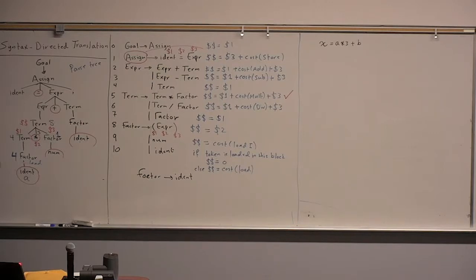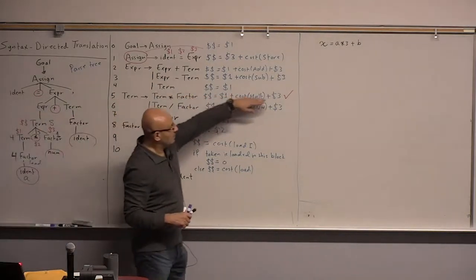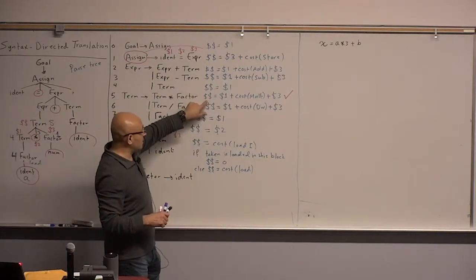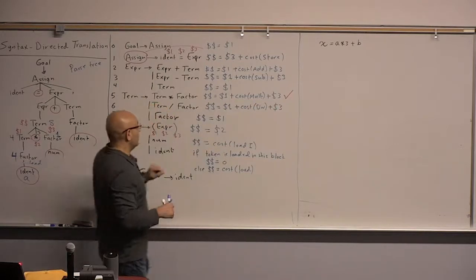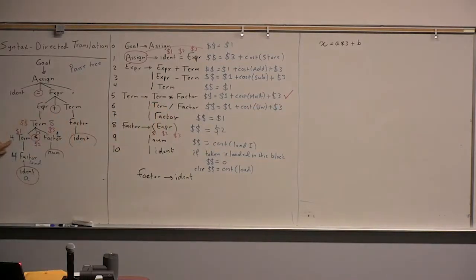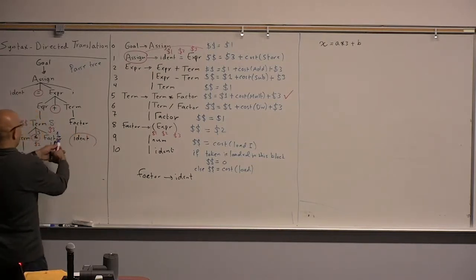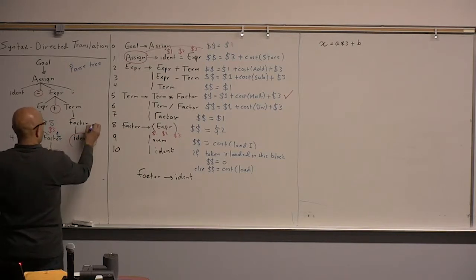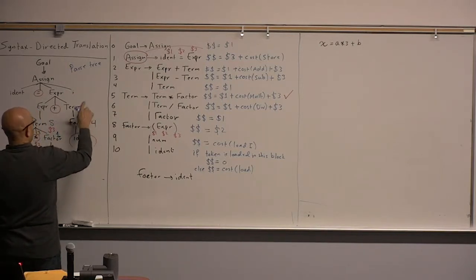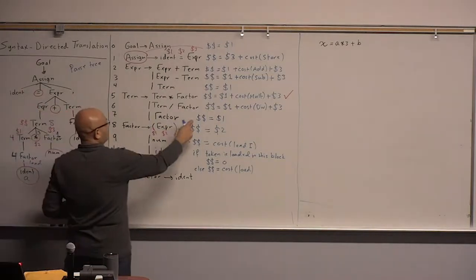OK, so this is an important step in this calculation. When this reduction takes place, we calculate the value of the node in terms of the values of the children. So the value of this child is 4. The value of this child is 4. The value of this child is 1. And we add to this the cost of the multiply. So in order to compute this, we need 8 units of computation. Similarly, here the identifier, it's going to be a 4. It will get passed to the factor. And from factor to term, you just pass it up.